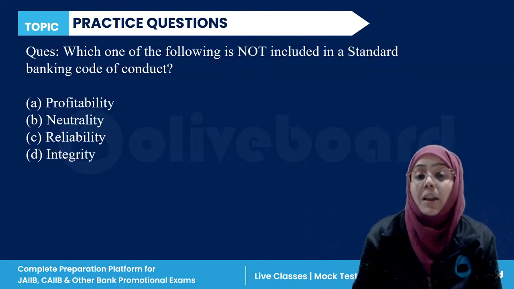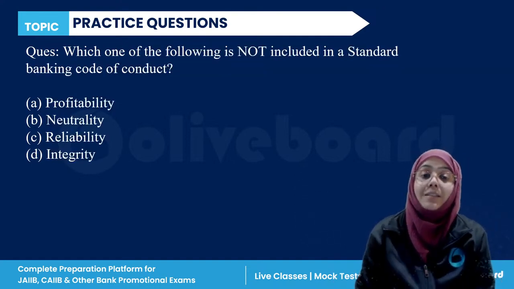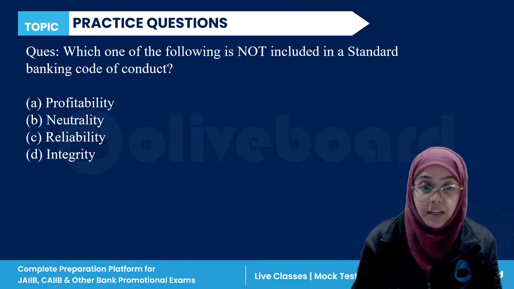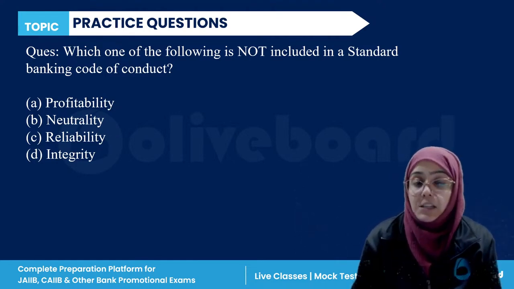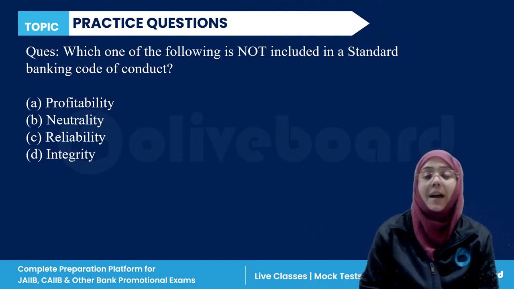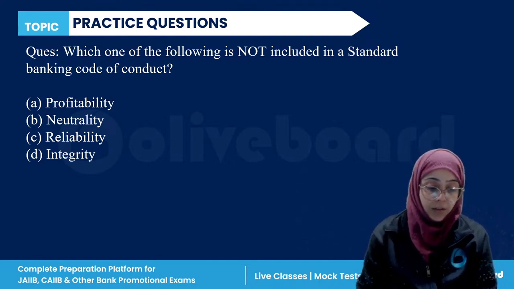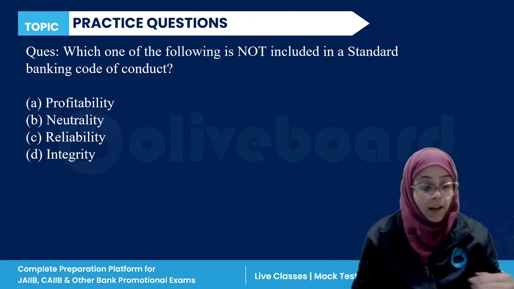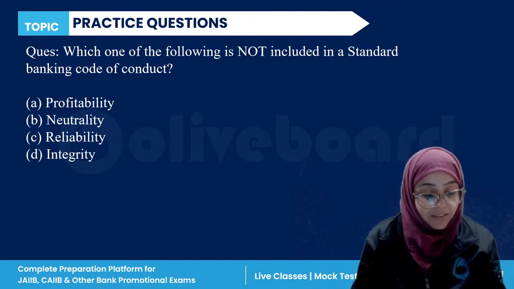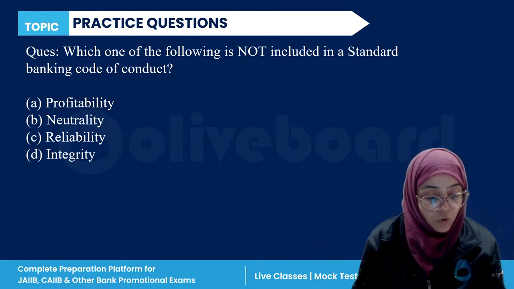Next, which of the following is not included in the Standard Banking Code of Conduct? Profitability, neutrality, reliability, or integrity. Not included in the Standard Banking Code of Conduct. Everyone, Hema, please answer this question. Everyone who is watching this, just please answer this question.